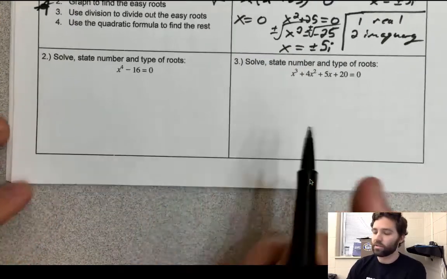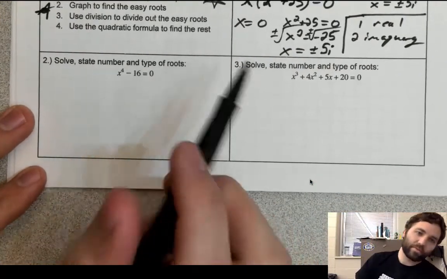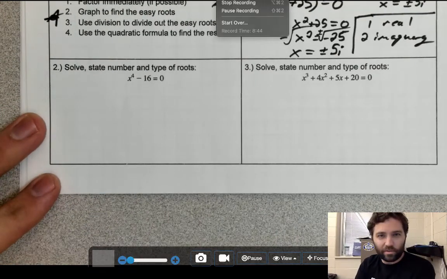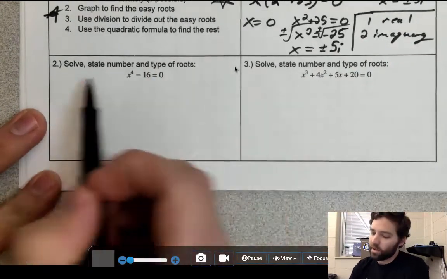Solve and state the number and types of roots. Okay, how are we doing on time here? Okay, we're doing okay. All right, solve and state the number and types of roots.